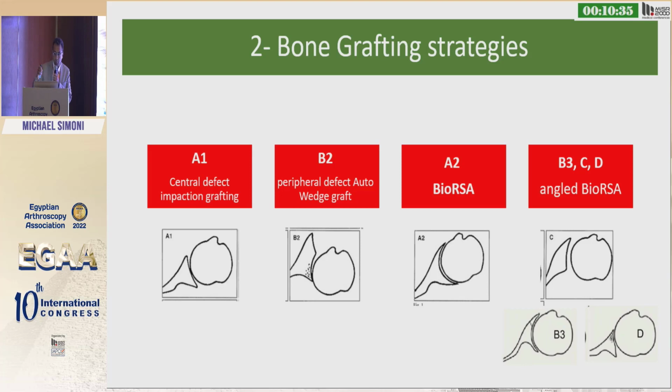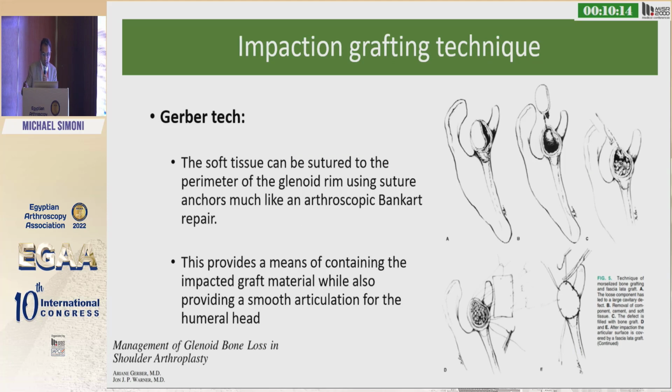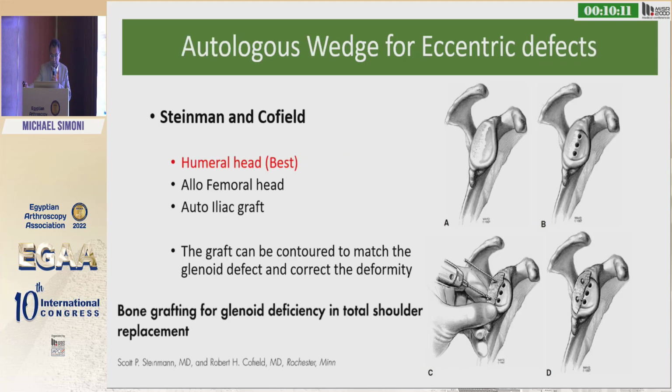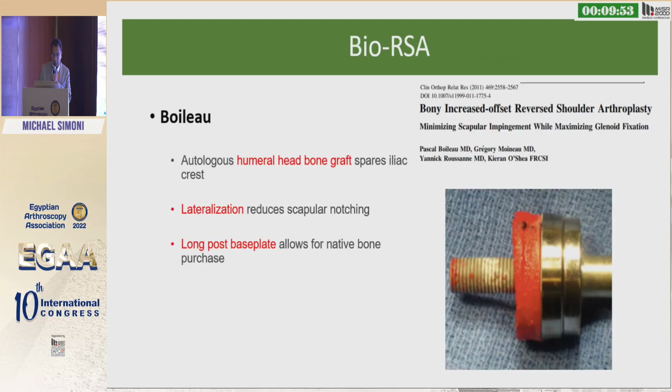Then coming to step 2, bone grafting strategies. If you have a central defect, we use impaction grafting; for a peripheral defect, wedge grafting; for more central erosions, bio-reverse; and for erosions with posterior or anterior defects, the angled bio-reverse. Impaction grafting was described by Gerber, and also Steinmann and Cofield found that using the autologous head, allo-femoral head or iliac graft, you can use any of these to reconstruct the glenoid back to a near normal position.